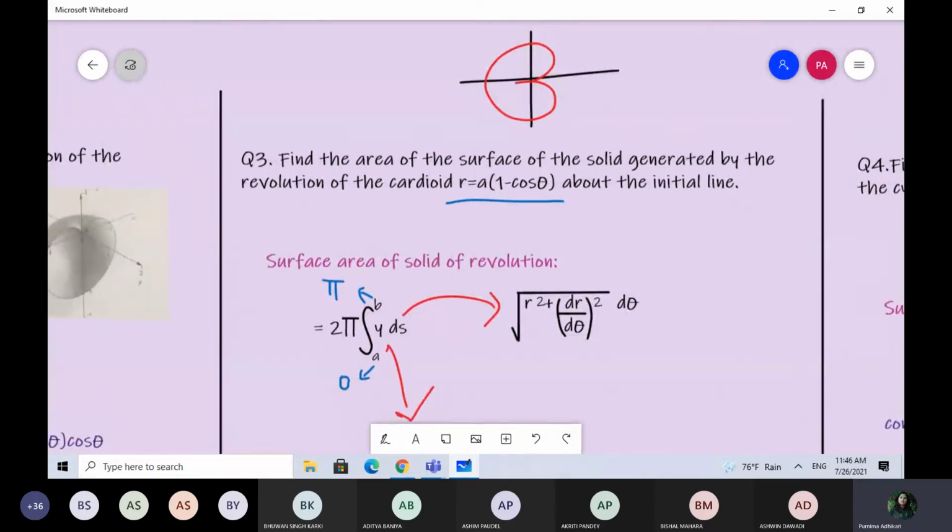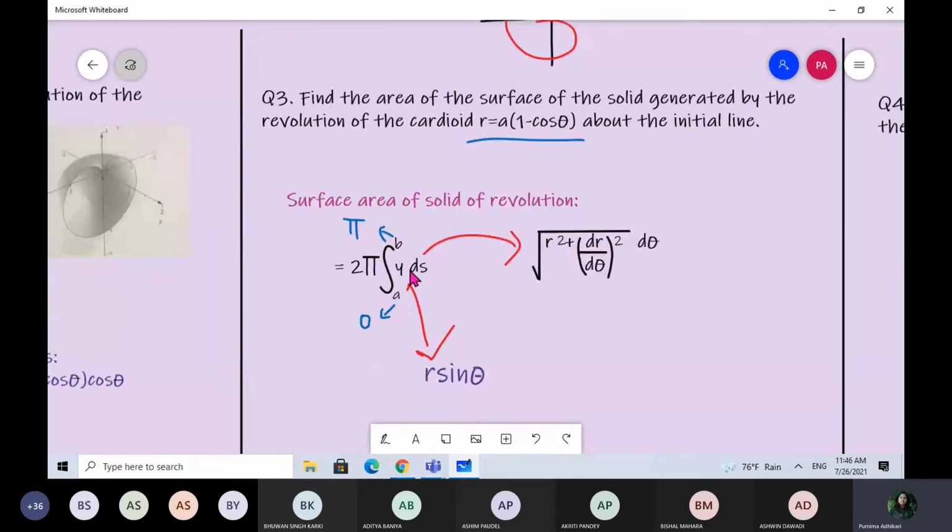For surface area we will use the same formula, 2 pi y ds. The limits of integration are the same, 0 to pi, because we are talking about the same curve and no multiplication is needed. But in place of y, as we just saw, we put r sin theta. And in place of ds? What is the ds of a polar curve? It is under root r square plus (dr by d theta) square, into d theta. That's it. Put in the values of r accordingly, simplify this and you will get your result.